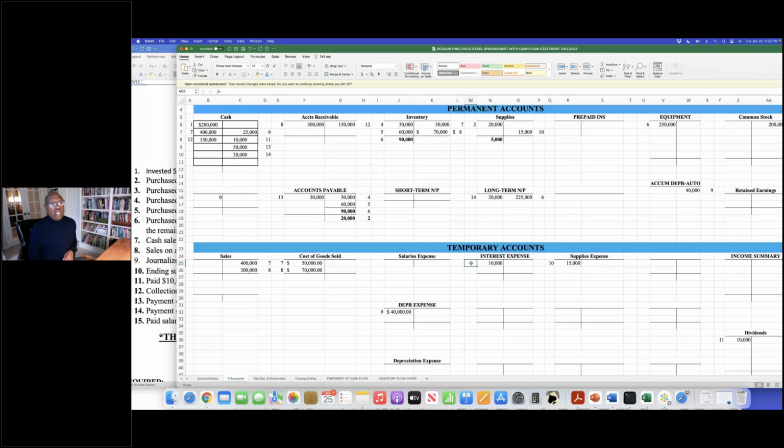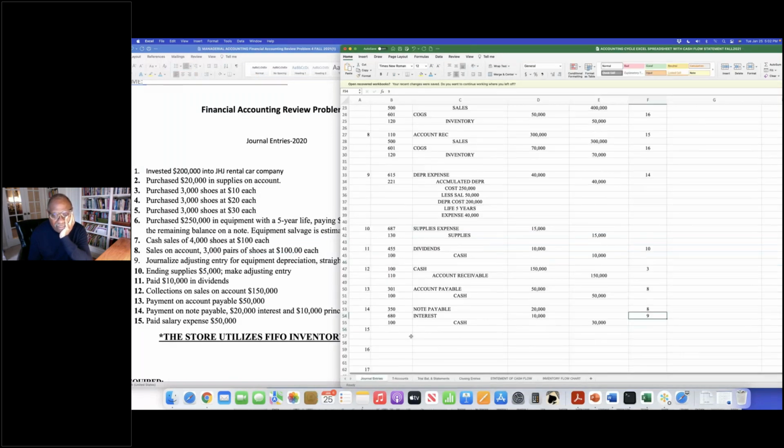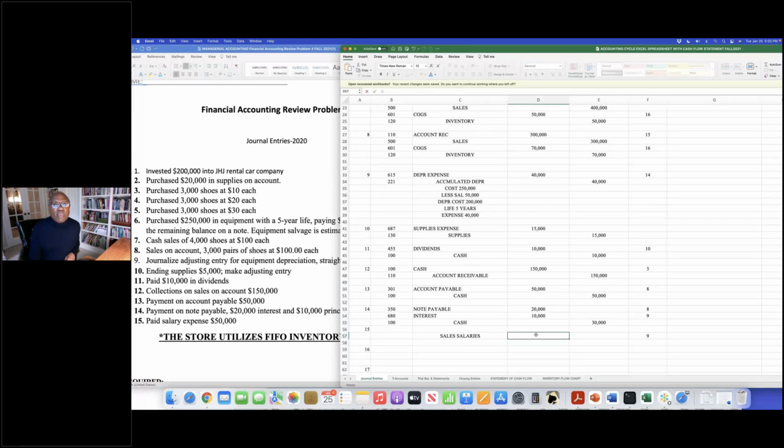And our final one. What's our final journal entry, number 15? It'll be a type 9. We're going to debit salary expense, which is 610, and then we're going to credit cash, 100, for the amount of 50,000.